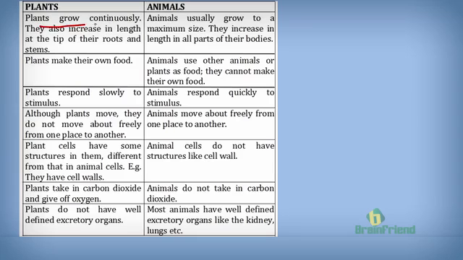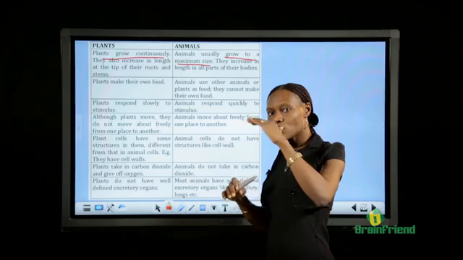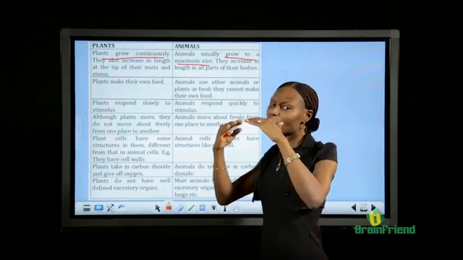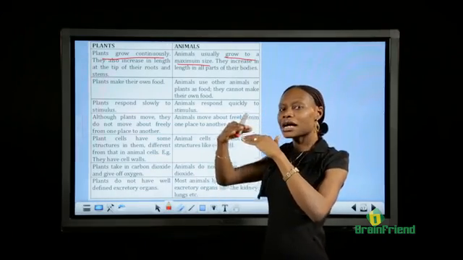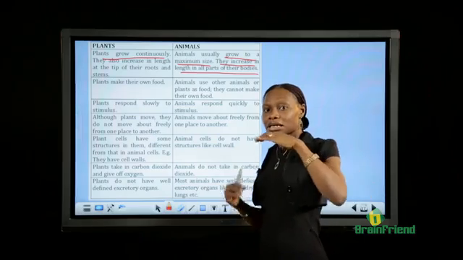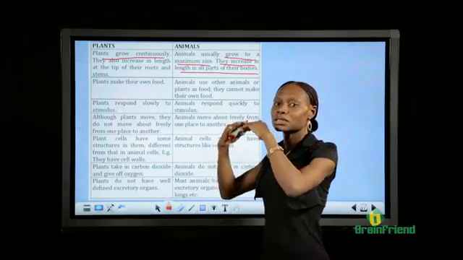Plants grow continuously. They keep increasing in size and length. Animals, on the other hand, usually show maximum growth. They grow to a point and they kind of not stop growing, but they no longer increase in height. They rather increase in length in all parts of their body, but they do not keep increasing continuously.